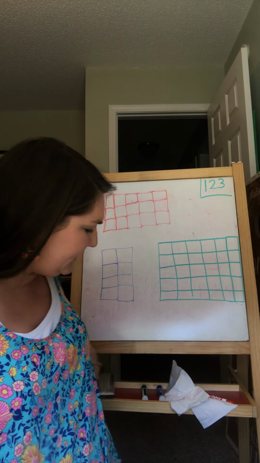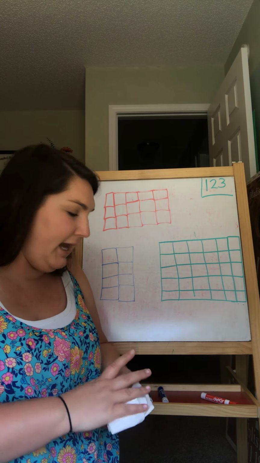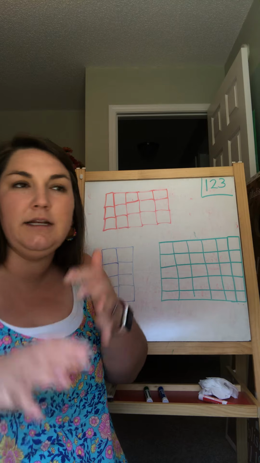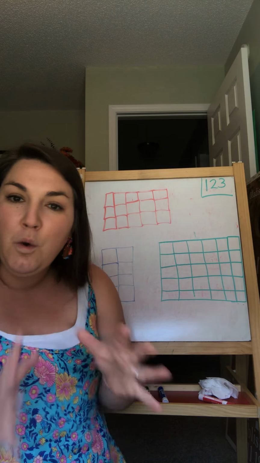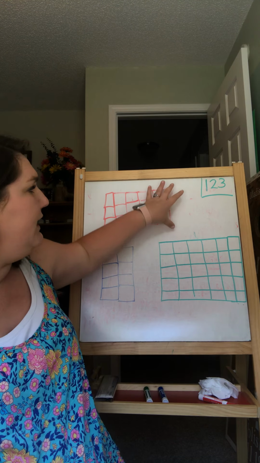So, like I said last week on Thursday or Friday, you should have done creating an array with your color tiles, right? Or whatever, you could use Skittles or cookies or cereal, whatever you want to use. But you should have created an array. And so this is an array.